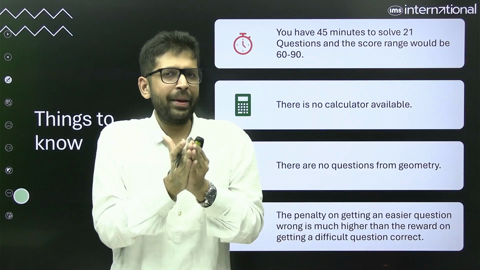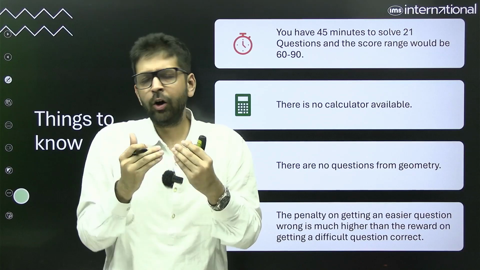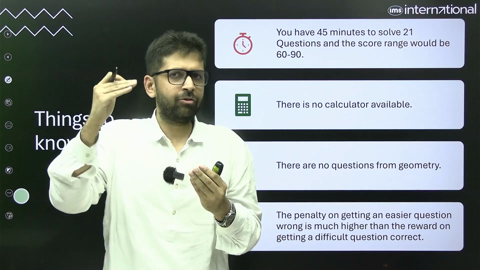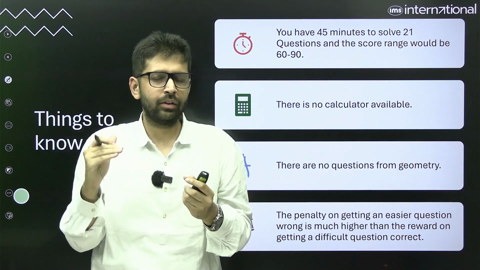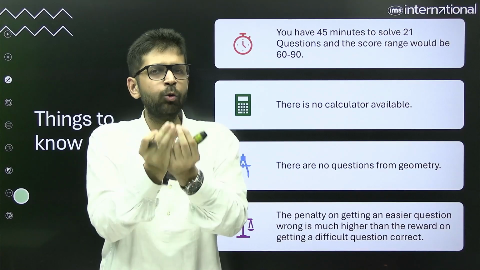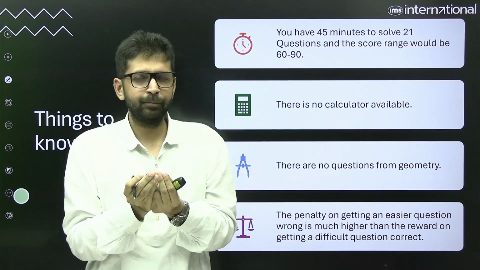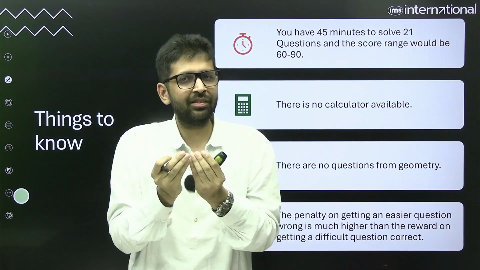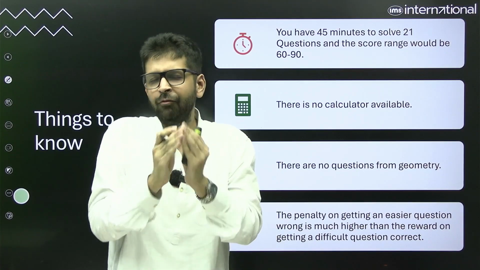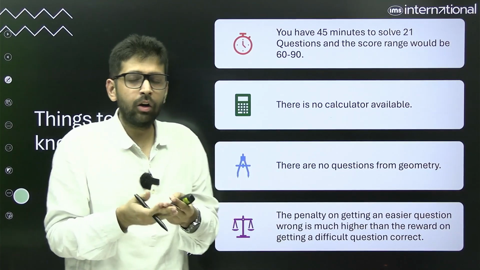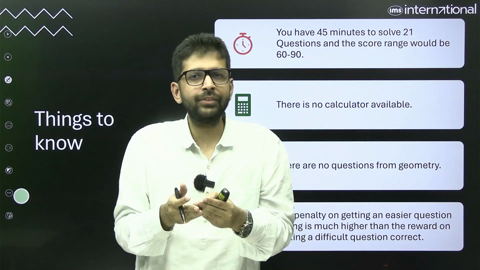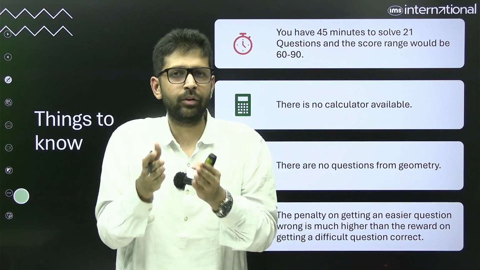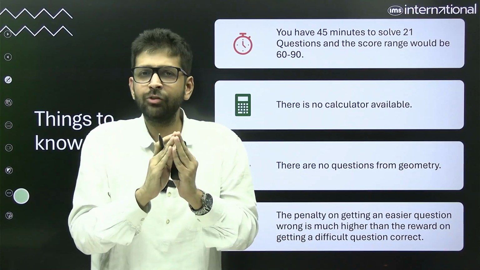If I try to do basic math over here, what do I understand? That I have 45 minutes and I have 21 questions. So I have just above 2 minutes to solve every question. Now, this is a math that most of the students do, and this is the math that is somewhat wrong. Why is it wrong? Because students believe that every question needs to be solved in just above 2 minutes. That is not the case.